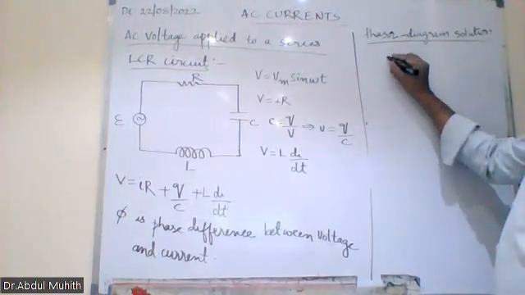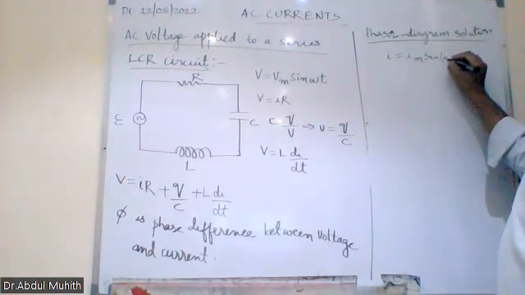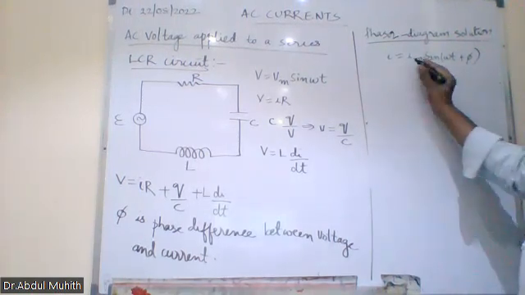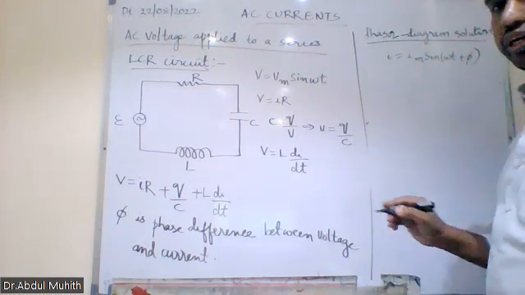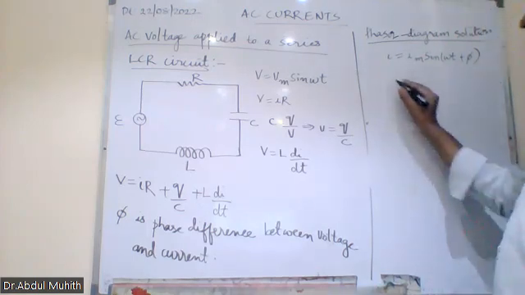So we have the formula. I is equal to what? I equals Im sin(omega t plus phi). This is the formula for current. What is Im? Im is the maximum current. This you studied in all three circuits. And what is phi here? Phi is the phase difference between voltage and current.